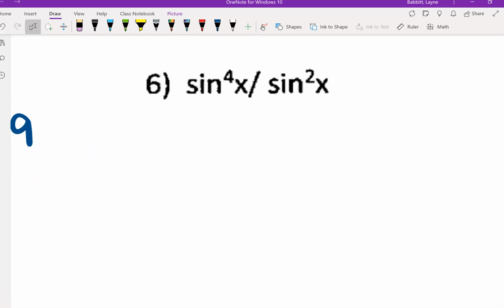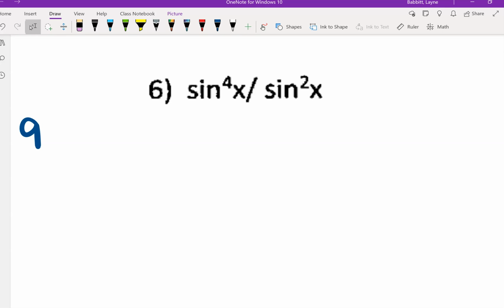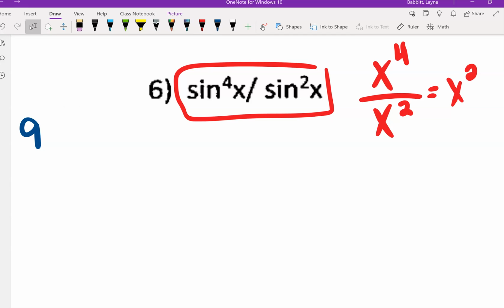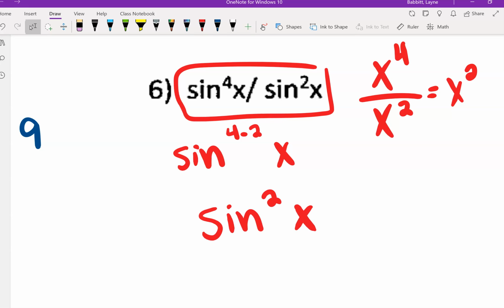This last one, in order to simplify, we're just going to have to use our exponent rules. Remember, if we have something like x to the 4th over x squared, you subtract the exponents, and you'd end up getting x squared as an answer. It's the same idea with this. This is sine to the 4th power of x. We're going to subtract, I'll just rewrite this as sine 4 minus 2, so we're subtracting the exponents. This will simplify to sine squared x.